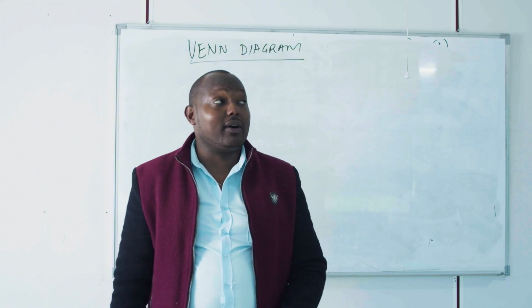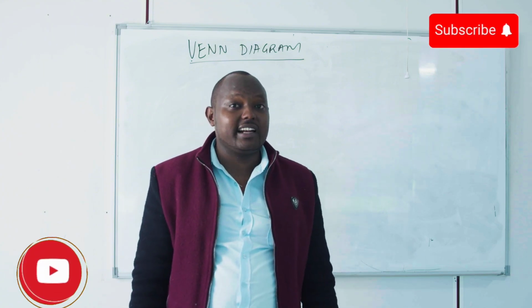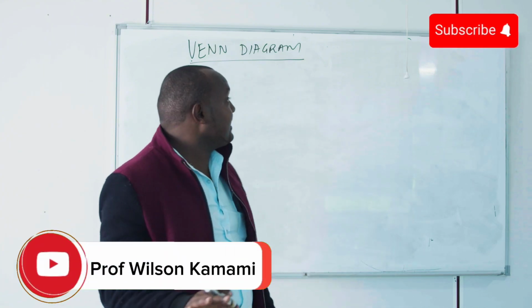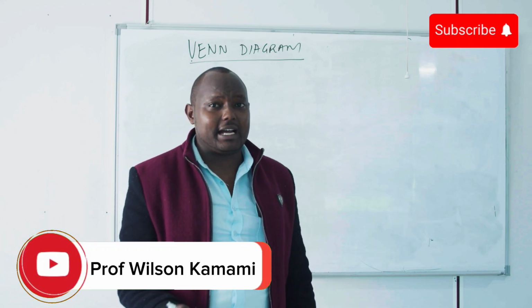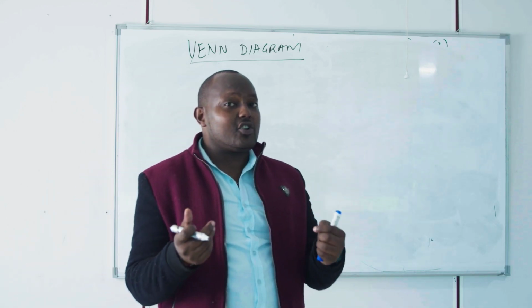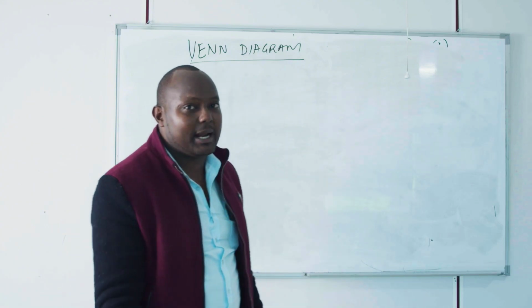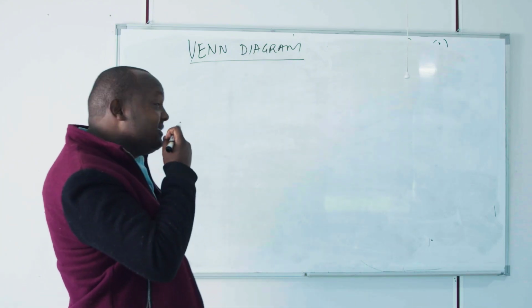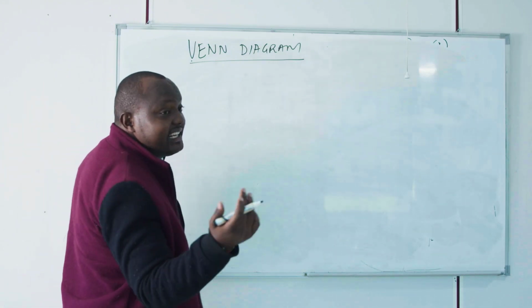Welcome. We look at our third video on set theory. We are still at set theory. This is our third class where we are going to look at Venn diagrams. In the Venn diagram, we had introduced some few elements. Let me take you back to some things we had looked at.